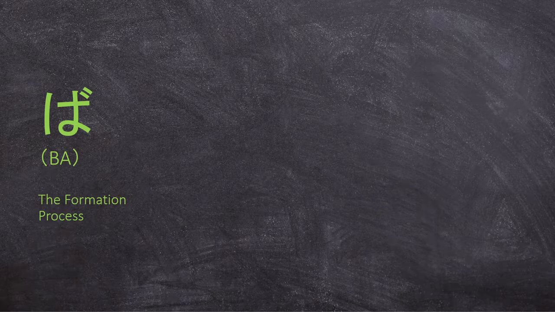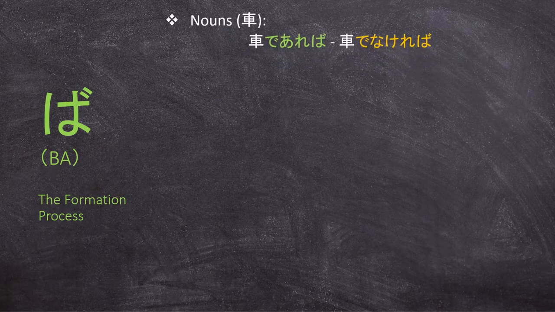Now, let's see this formation process. If you want to attach ba to a noun, I have decided to use kuruma here as an example. In case of a positive condition, you must use deareba, so we will have kuruma deareba. You can see that highlighted here with olive green. However, if you want to present a negative condition, then you should use denakereba, and you can see that highlighted with orange here.